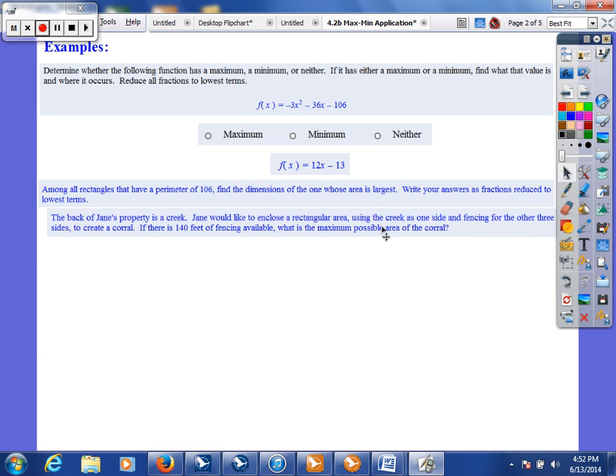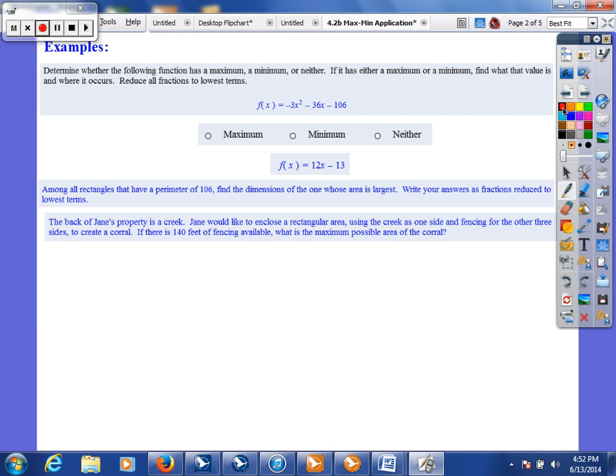And so let's look at this second problem. It says the back of Jane's property is a creek. Okay, so we've got a property, a house, or whatever. And then back here we've got water. It's apparently red water. Okay, so we've got water here.